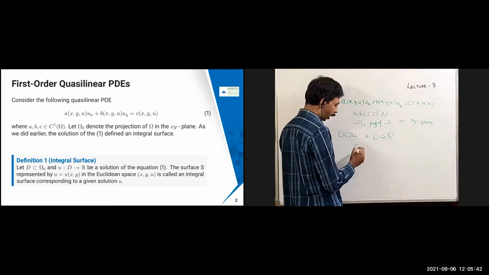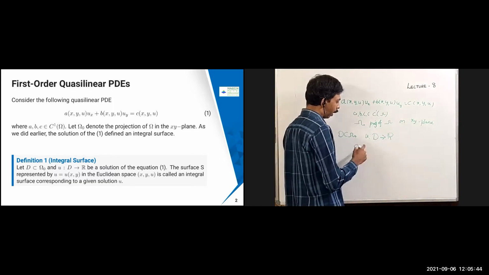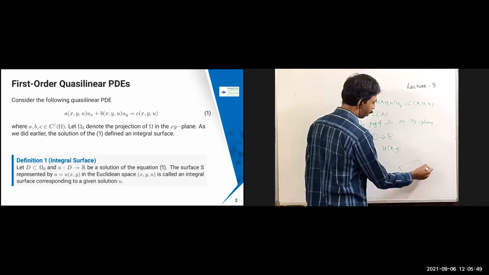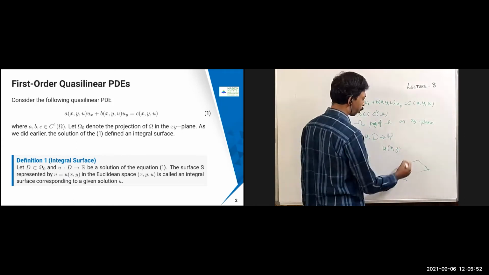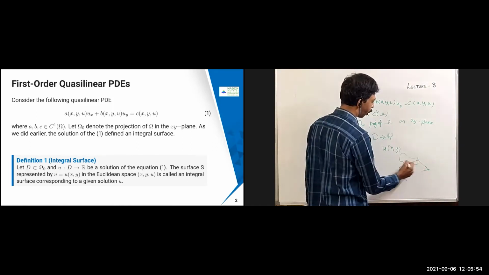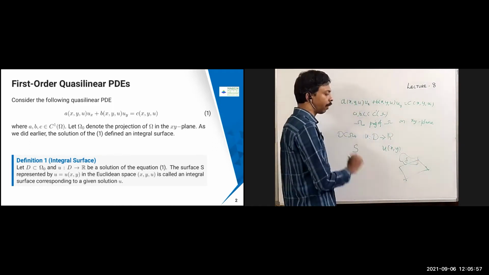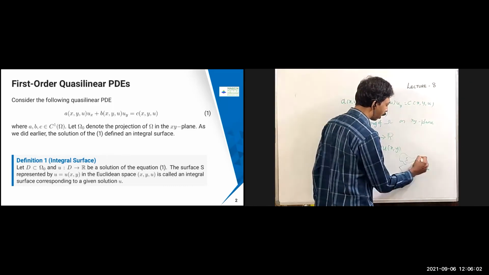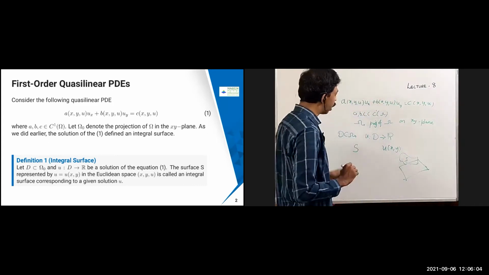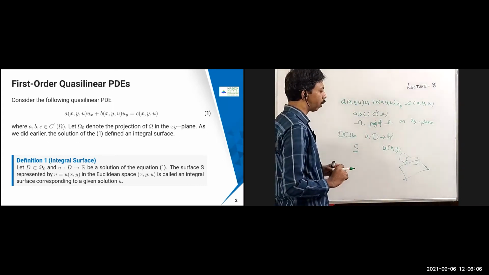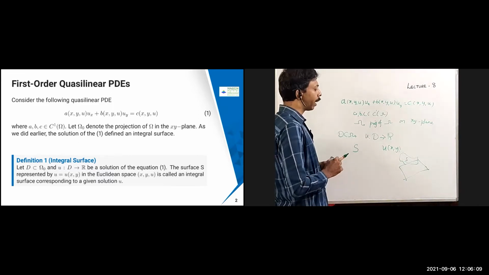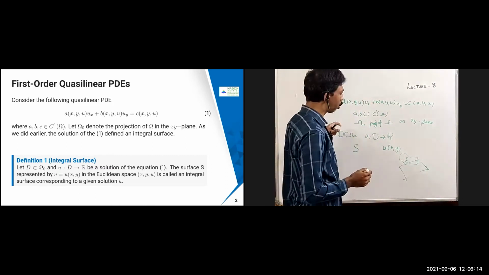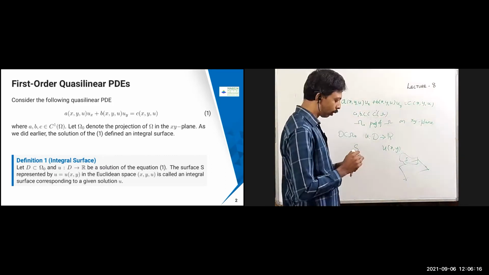Therefore, you are going to get u of x comma y, since x comma y is a plane. We project it, so we are going to have some kind of surface. This I am calling S. This is the surface represented by u of x comma y. In Euclidean space x comma y comma u, the surface is called an integral surface corresponding to the solution.